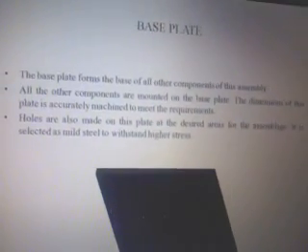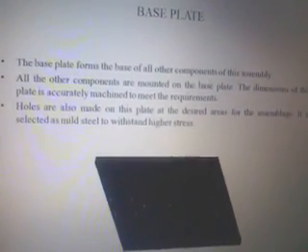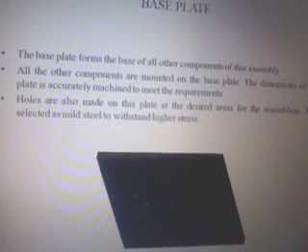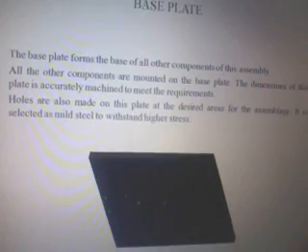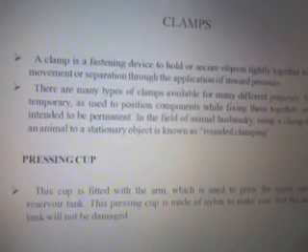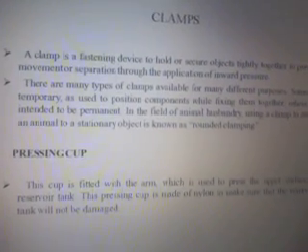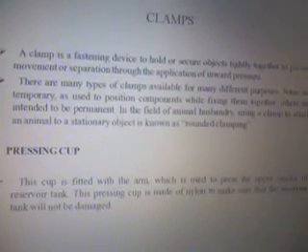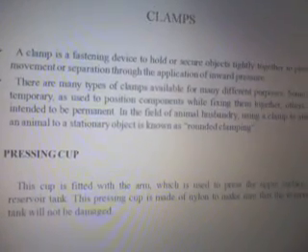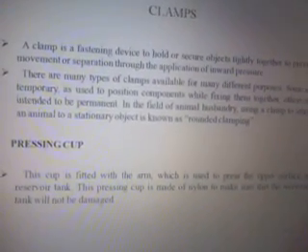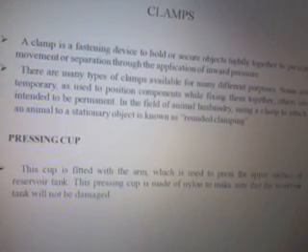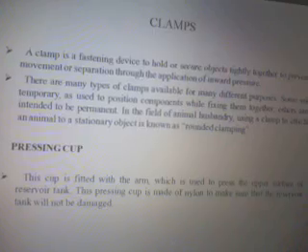The base plate is the base of all the components, onto which all the components are mounted. Holes are made in this plate at the desired areas for fastening. Clamps are used. A clamp is a fastening device to hold and secure objects tightly together, mainly to prevent movement. A toggle clamp is used here. The pressing cup is a component which presses the reservoir tank into the master cylinder.